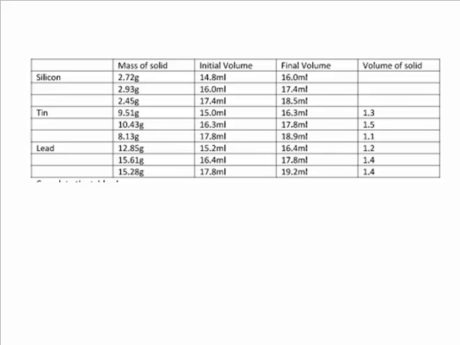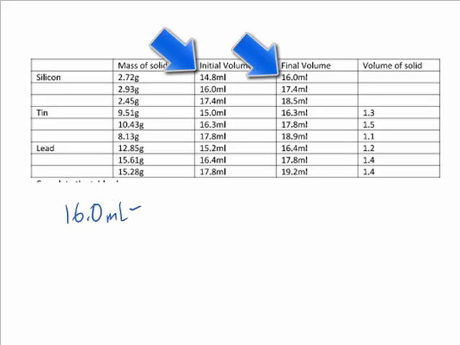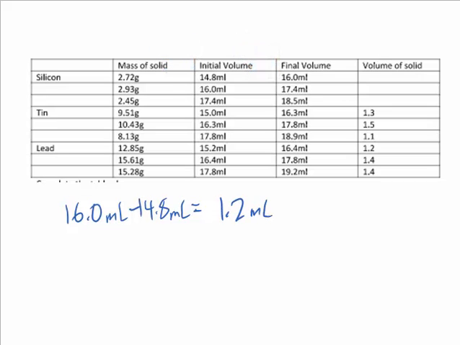So what this is saying is, you need to subtract the masses from this question, so you can ignore that part right there. But you do need to do this one, the final minus initial. On another sheet of paper, you should be showing the work on how you did this. So 16.0 milliliters minus 14.8 milliliters to get 1.2 milliliters. You should be showing at least once how you do the calculations.